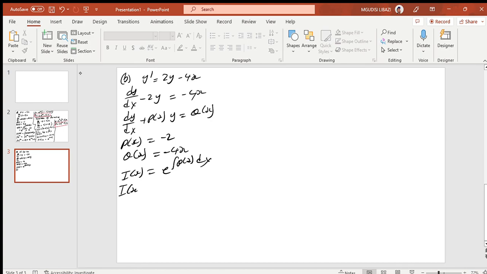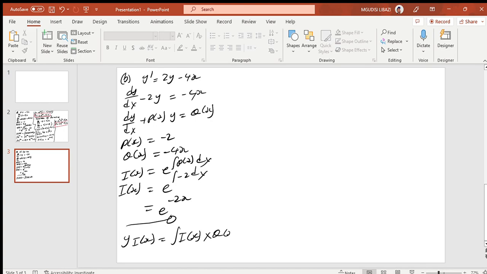Now I of x will be e raised to the integral of -2 dx, and this just gives us e raised to -2x. So solving with the general equation, y multiplied by I of x is equal to the integral of the integrating factor multiplied by q of x multiplied by dx.